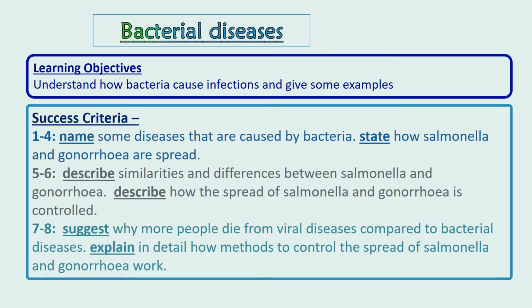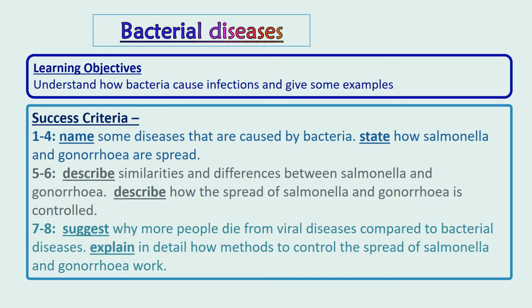Okay, so what do we need to know from this lesson? We are going to be able to name 2 bacterial diseases, and those 2 are Salmonella and Gonorrhoea. And I do appreciate I'm really bad at spelling gonorrhea. I always get it wrong, even though I've obviously taught it for years. So I can understand that. Just give it your best shot.